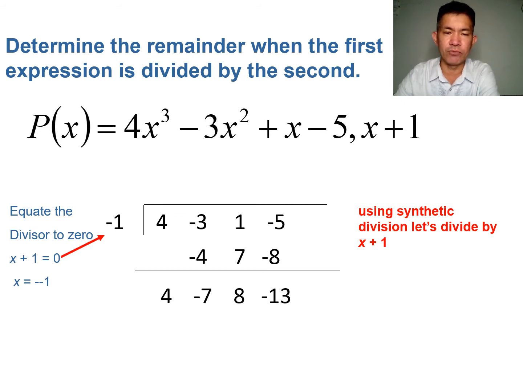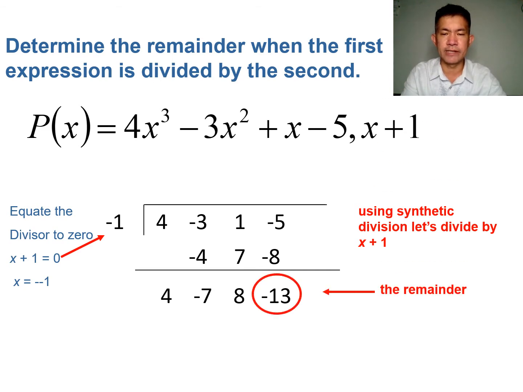4 times negative 1 is equal to negative 4. Negative 3 plus negative 4 is equal to negative 7. Negative 7 times negative 1 is equal to positive 7. 1 plus 7 is equal to 8. 8 times negative 1 is equal to negative 8. Negative 5 plus negative 8 is equal to negative 13. That's the remainder.